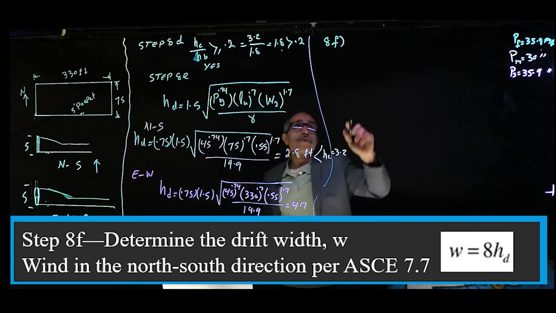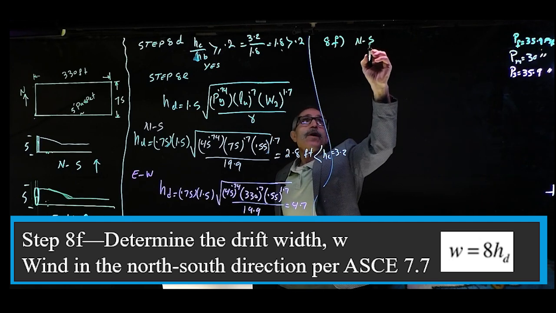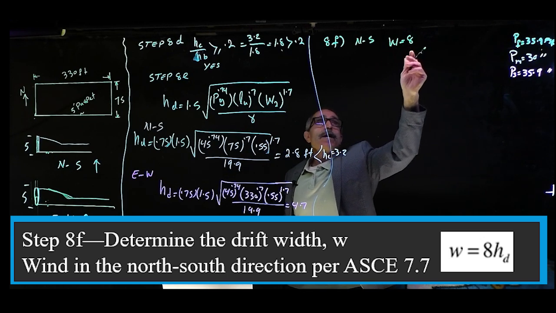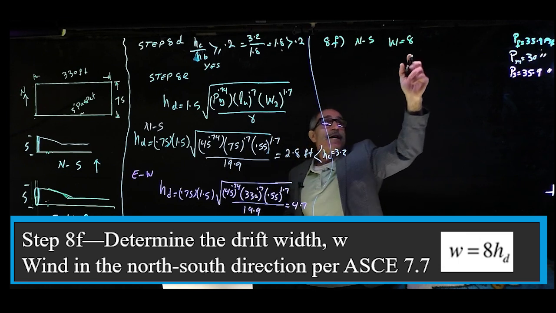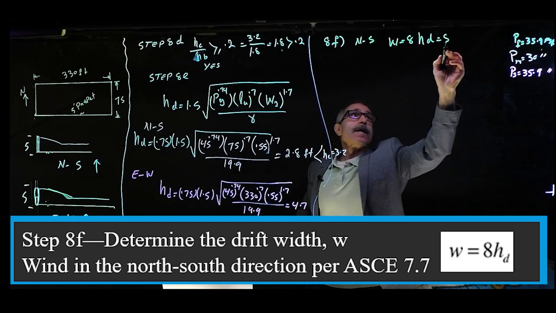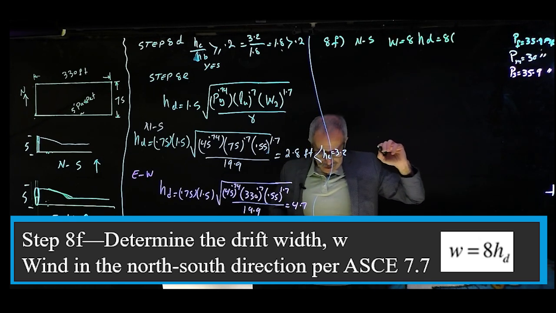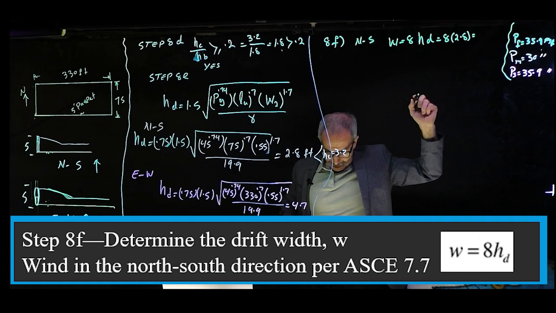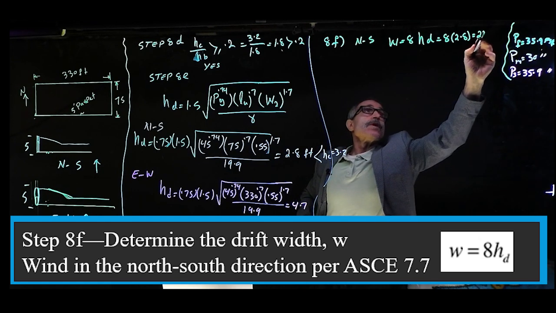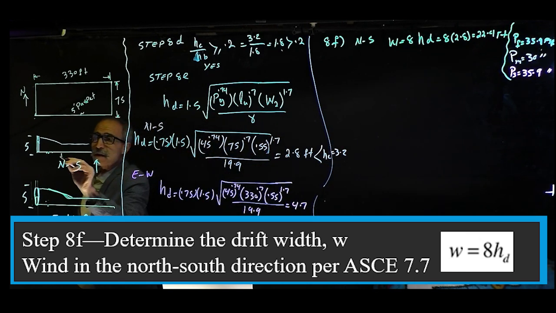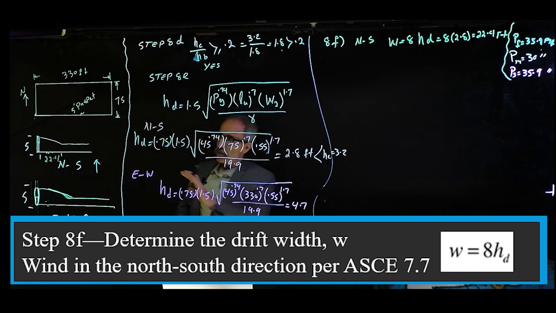So we're going to go to north-south direction first. North-south direction, this is for the drift width, and the W is given by 8 HD, look at the spec, which is equal to 8 times 2.8 for this one, and that is equal to 22.4 feet. So right here, it's going to be 22.4. I will redo this in a minute, just for now.